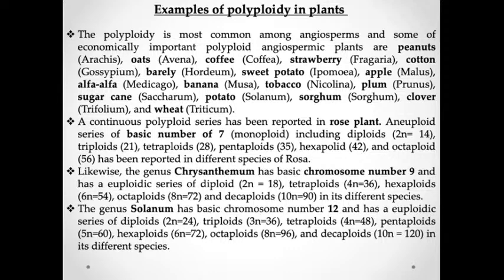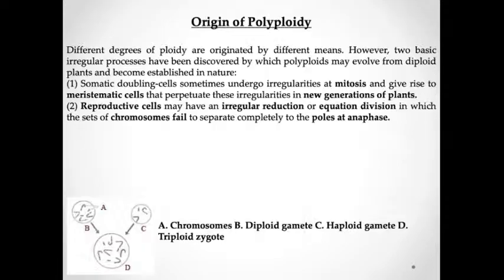A continuous polyploid series has been reported in the rose plant. The basic number is 7. In the same way, Chrysanthemum has a basic chromosome number of 9 and diploid 2n equal to 18, whereas tetraploids have 4n equal to 36. Solanum has a basic chromosome number of 12, and the euploid series of diploids, triploids, tetraploids are available in different species of it. So how is polyploidy originated?